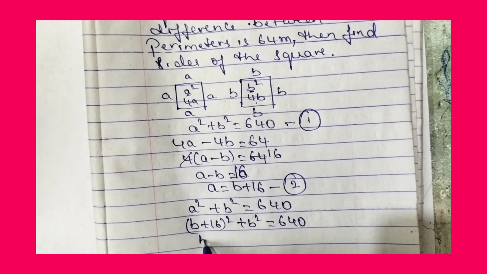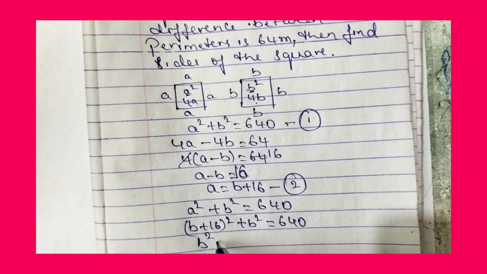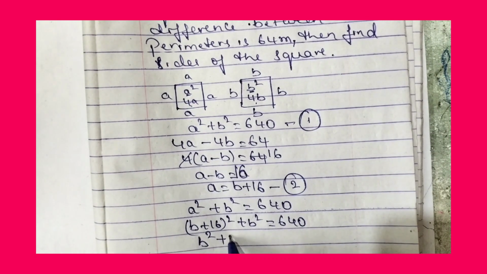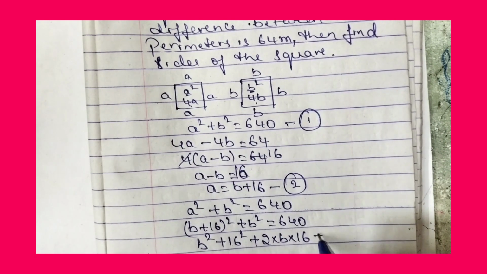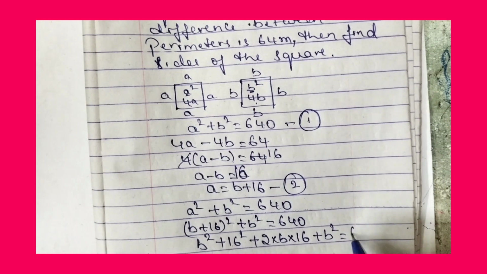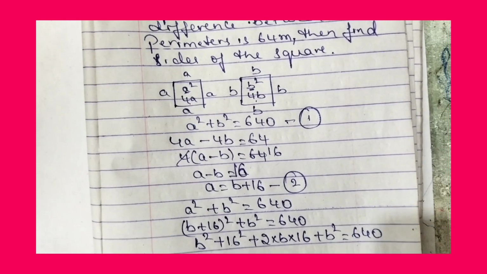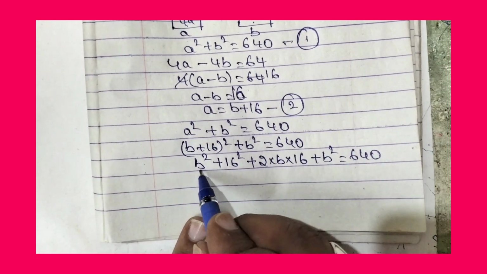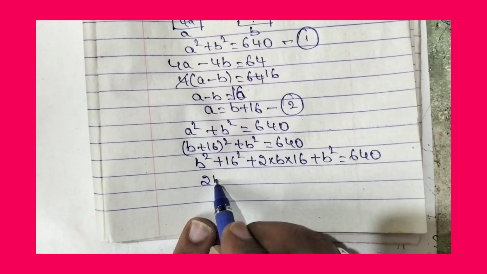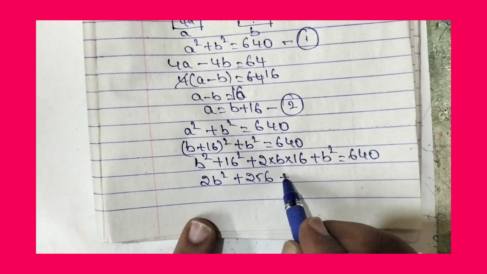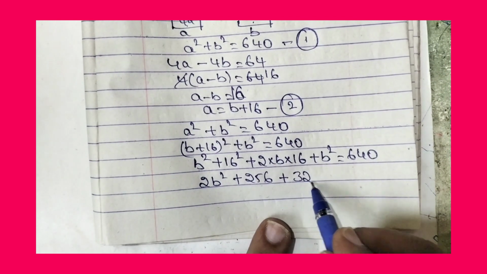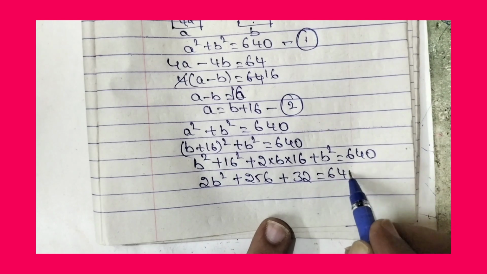So now let us expand it. (b plus 16) whole square means b square plus 16 square plus 2 into b into 16, plus b square is equal to 640. So now b square plus b square will become 2b square, plus 16 square will become 256, plus 32b, which is equal to 640.